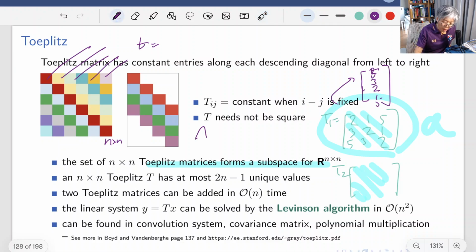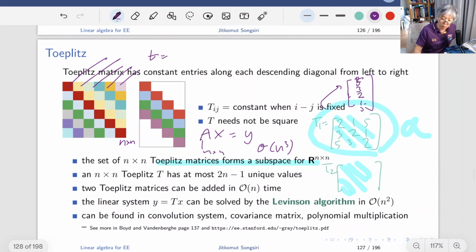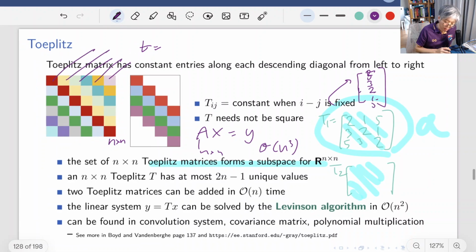We also have another useful result on Toeplitz matrices. Generally, when you solve Ax equals y, where A is n by n, the cost of solving the linear equation is cubic time complexity, O of n cubed. However, if the matrix A has a Toeplitz structure, there's a special algorithm called Levinson, which can be shown to solve it in cheaper complexity, big O of n squared.